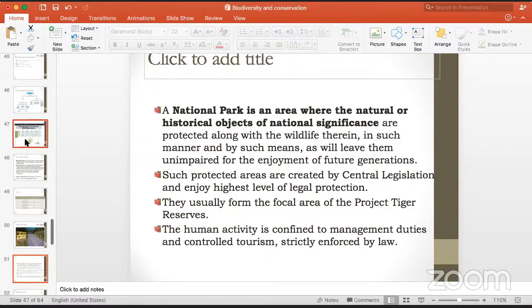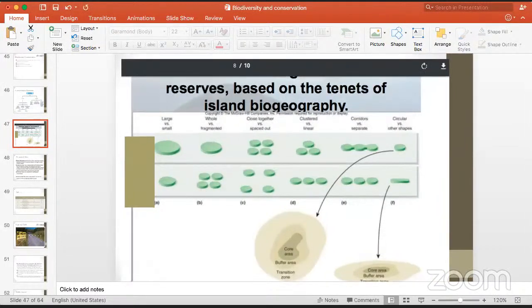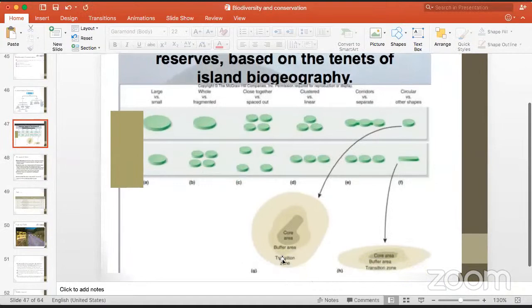So that brings me to this slide, which we studied yesterday. I think we studied only half of it. Now look at this diagram. Every national park has these three areas. Look at these areas, they are important. It has a core area, you can see here in dark brown. Then it has a buffer area, I'll just zoom it. And then it has a transition zone. Every national park has these three areas.